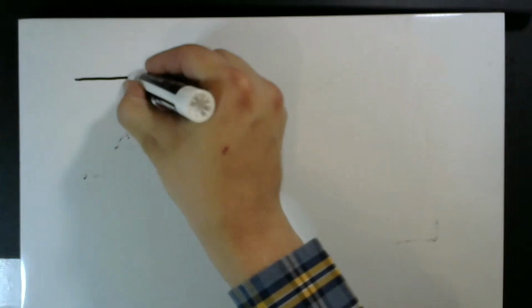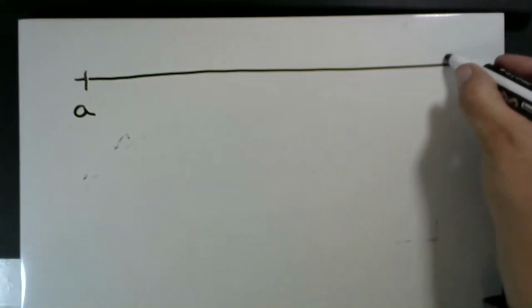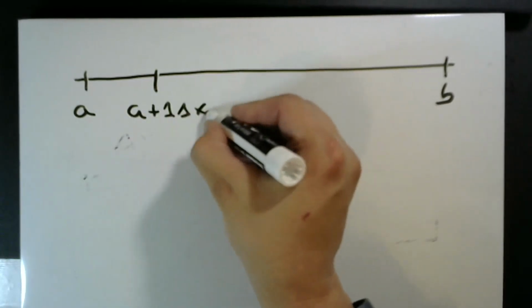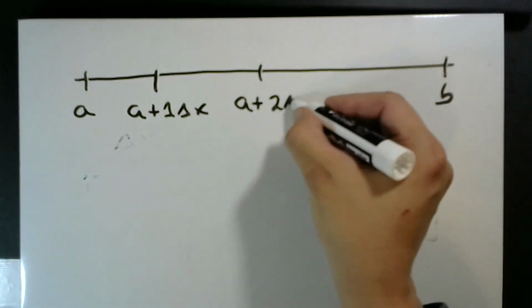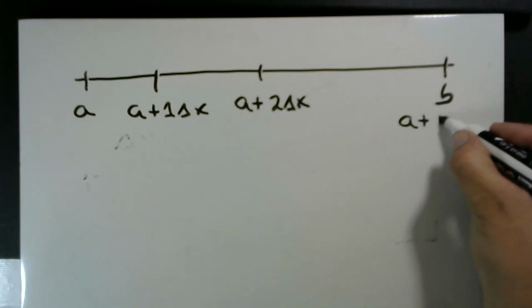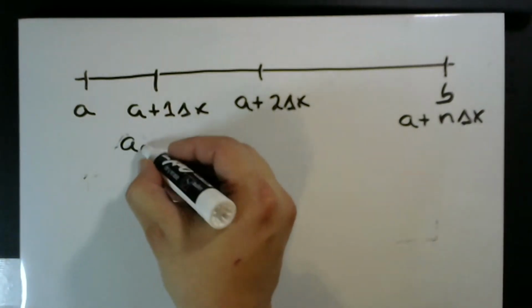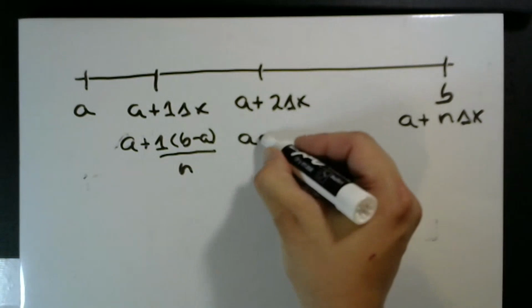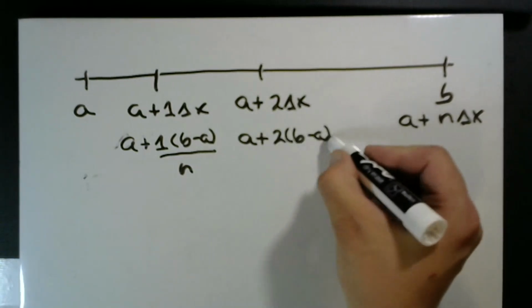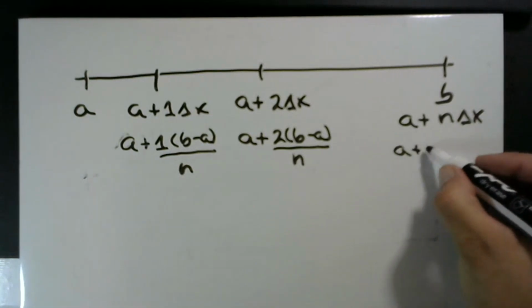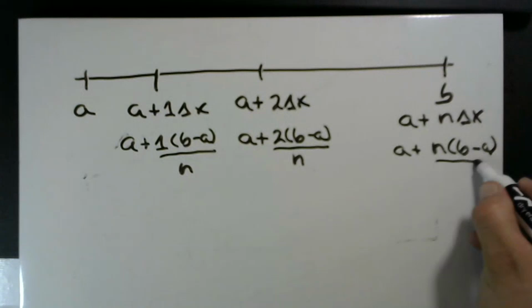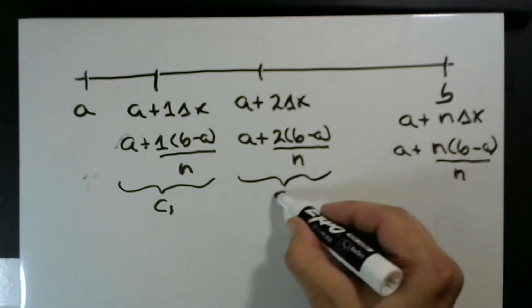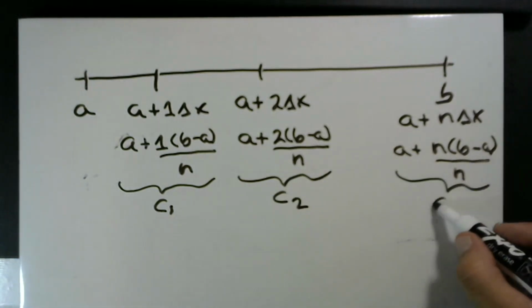But if you recall on your number line, you have a, b, we have a plus 1 delta x, a plus 2 delta x, a plus n delta x. So this became a plus 1 times b minus a over n, a plus 2 times b minus a over n, a plus n times b minus a over n. And so this here was our C1. And again, we're choosing our C points to be the endpoints of these intervals. There's our Cn.